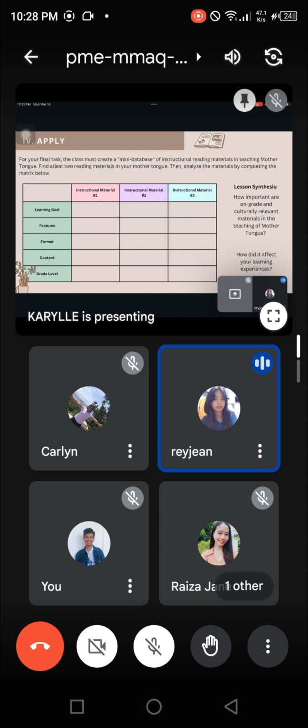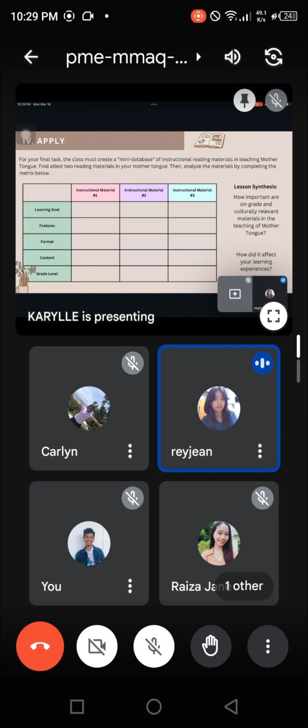The learning goal in the story is to enhance the students' reading comprehension skills in Filipino, develop their vocabulary, and promote an understanding of moral and philosophical themes presented in the story. Next is for the features. The features of this story are illustrated images to aid comprehension and engagement, as well as discussion questions at the end of each chapter to encourage critical thinking and reflection.